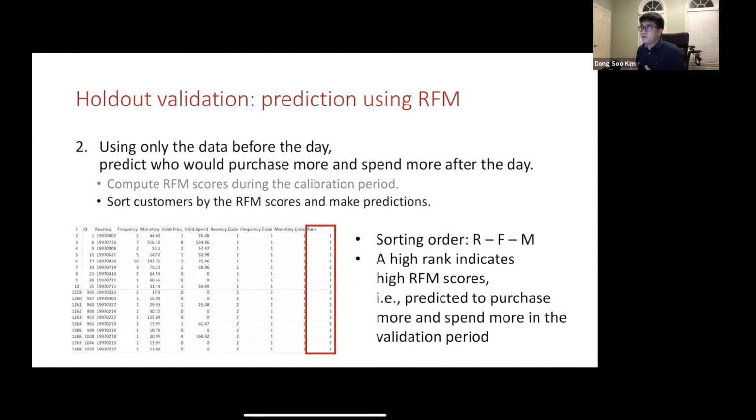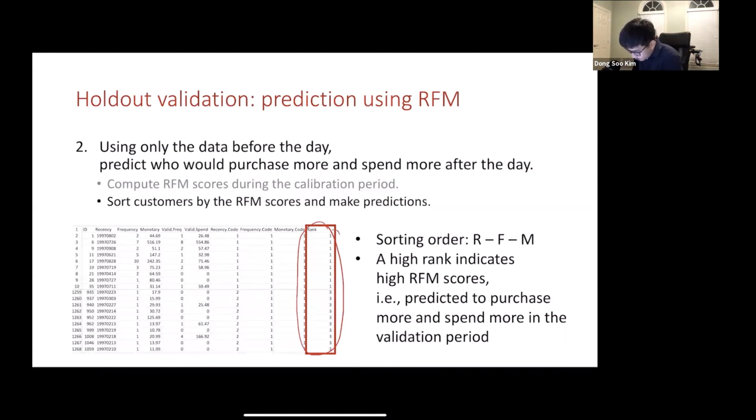Now, we classify customers by the RFM code. Here, the importance order is assumed to be RFM. That is, the customers are sorted by recency code first, frequency code next, and monetary value code last. Here, this rank column contains each customer's overall rank, which indicates in which group the customer is classified.